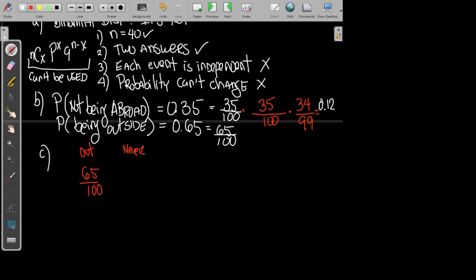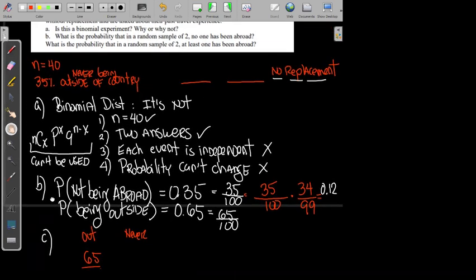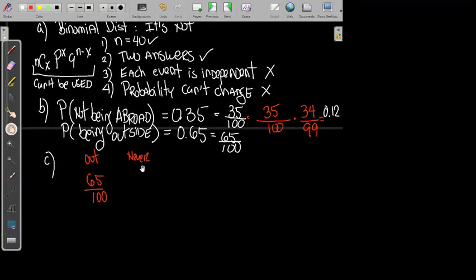But there's 2 people. The second person has to be someone who never went out, because you only need one, right? The question is whether at least one has traveled. So this is the second person, but the person has never gone out. What's the probability that the person has never gone out? 35 over 99.